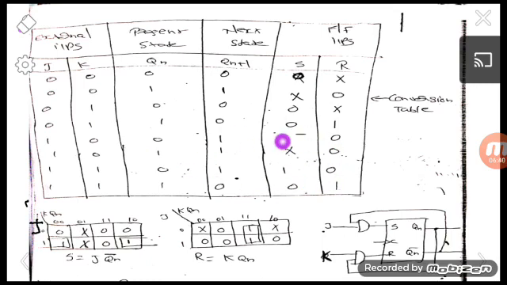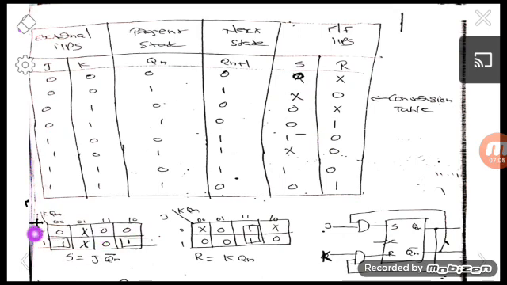Okay, and after that we have to draw the K-map for S and R. That is, we want to obtain the expressions for S and R in terms of J and K. Okay, that's our procedure. So we have to draw the K-map for S as well as the K-map for R. First we are drawing the K-map for S. This is the K-map for S.